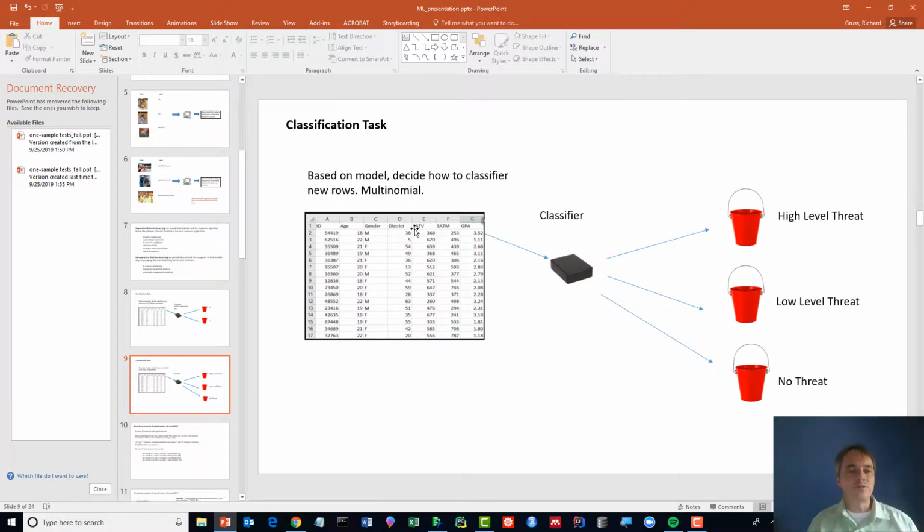So we'll go through the historical data and then label something as a high-level threat, a low-level threat, or no threat, and have the classifier learn the characteristics of the data that go along with each, so that when we deploy that classifier, we just feed the new data into it and it can classify that row as one of these 3. Okay, so that's what we're going to do.